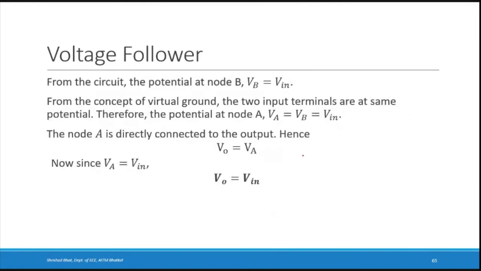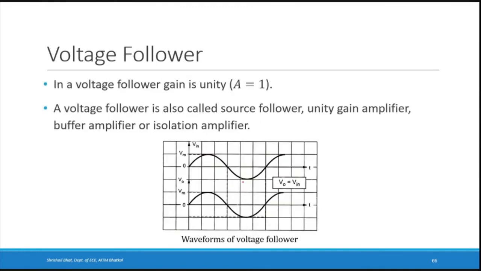What is the gain in a voltage follower? Output is equal to input, so the gain is 1. It is unity, and the gain is said to be unity. So it is also called a source follower or unity gain follower. Different names are there: buffer amplifier or isolation amplifier. This is the waveform. Whatever you give at the input, the same thing will come at the output. V0 is equal to Vin.